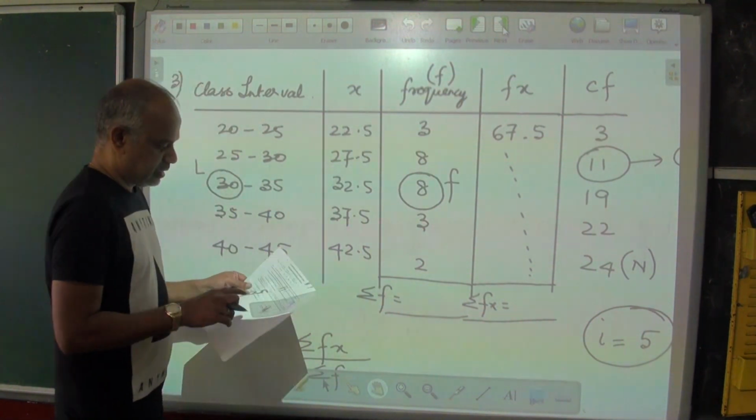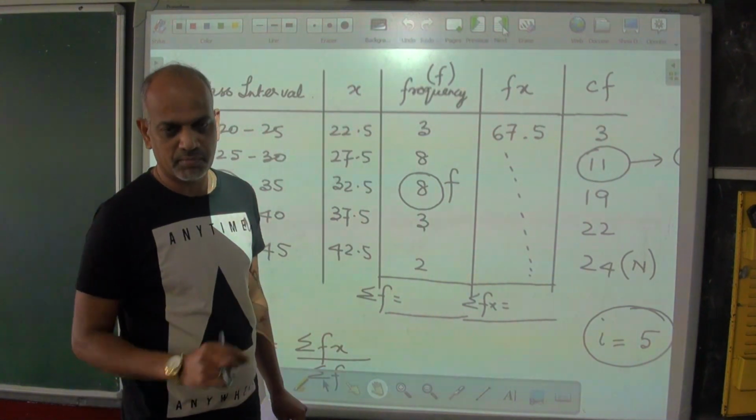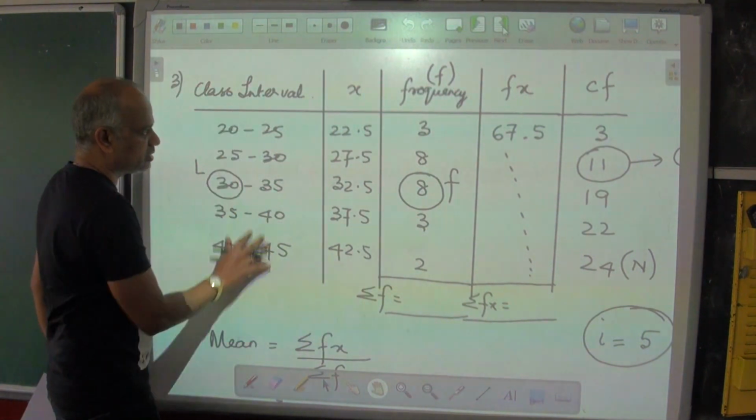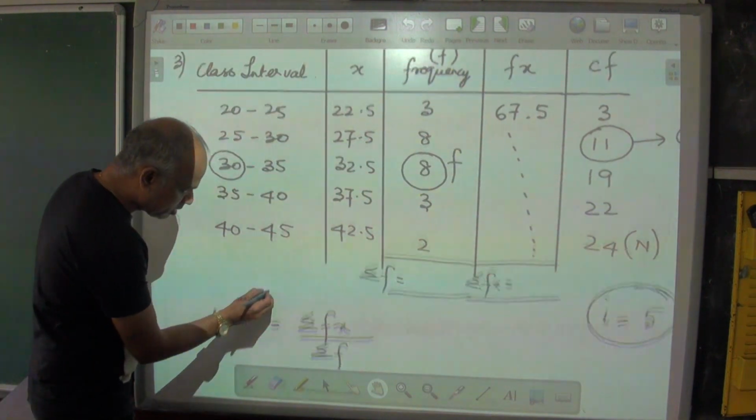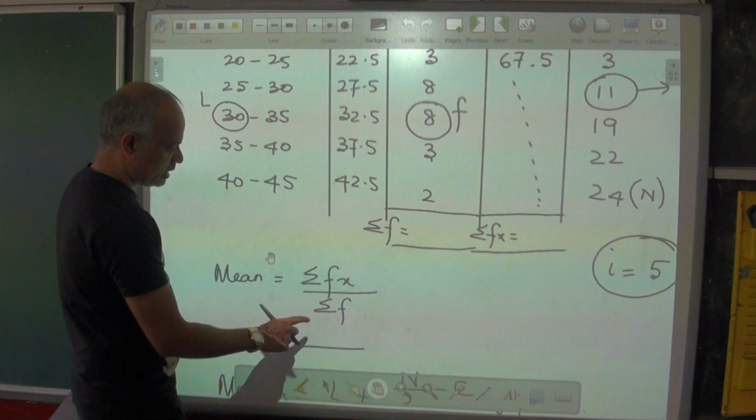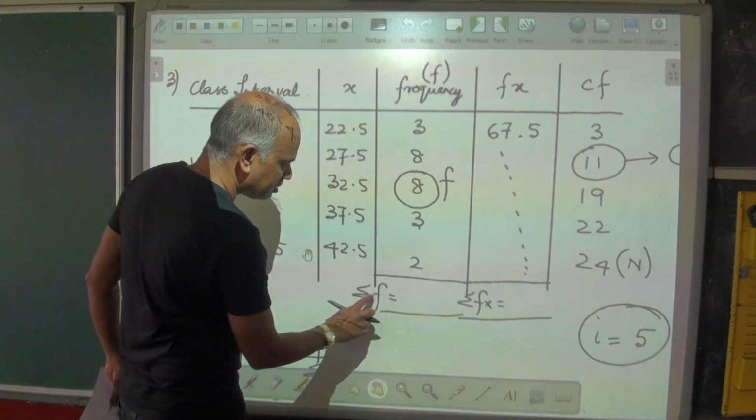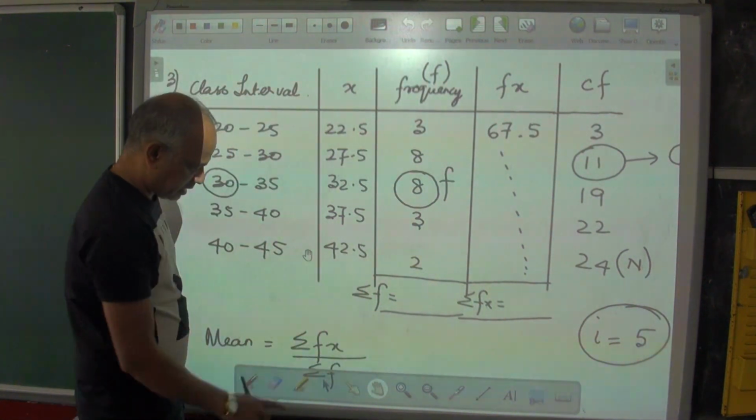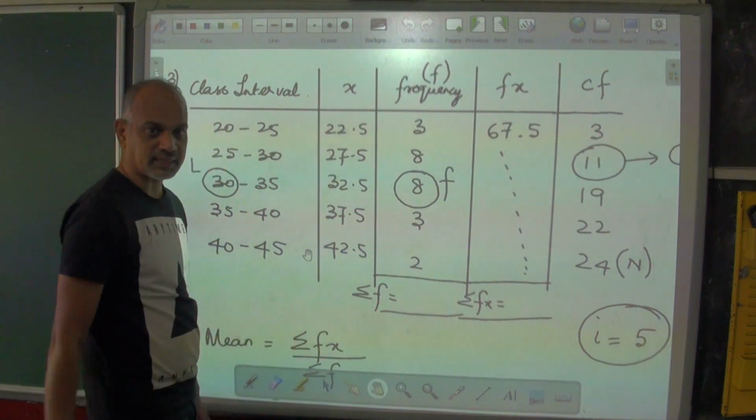So if you have to find mode, you have to find median and mean. Okay. So this was given. To find mean, mean is given as sigma fx by sigma f. Sigma f you will get by adding all the frequencies. Add all this, you will get some value. And the numerator is sigma fx. F has to be multiplied with x.